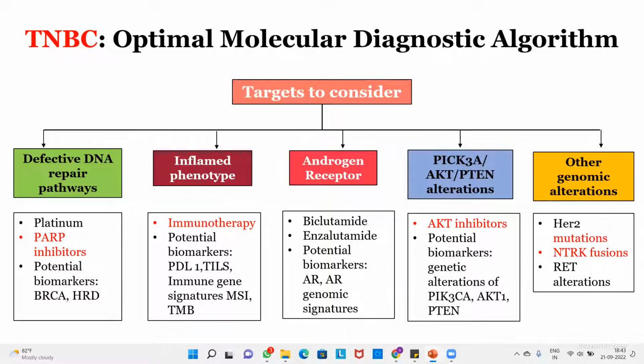Then we know we've got the androgen receptor pathway. If it's positive, we have agents. Then there are alterations in the PIK3CA pathway. We have studies that show that AKT inhibitors like capivasertib in combination with physician's choice chemotherapy had a far better response than in those who were not given an AKT inhibitor due to lack of a mutation. And then we've got those agnostic markers like NTRK, RET.